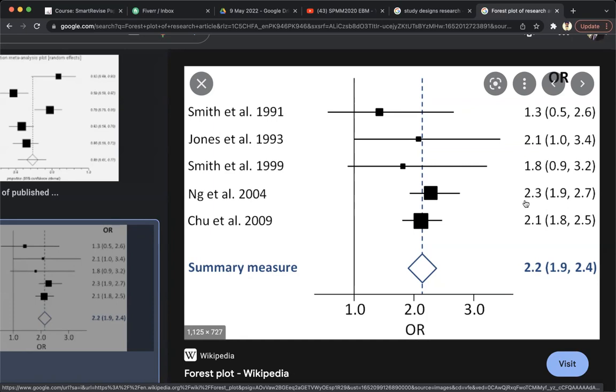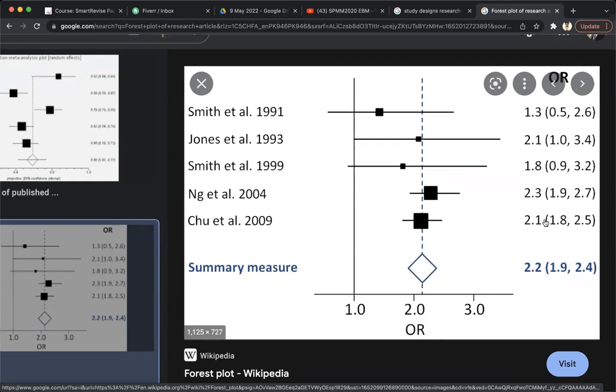Now see, is the value greater than 1? Yes, it is. But this one is not. This one is. This one is not. So as you can see, this is insignificant. This is significant. This is insignificant. This is significant. This is significant.